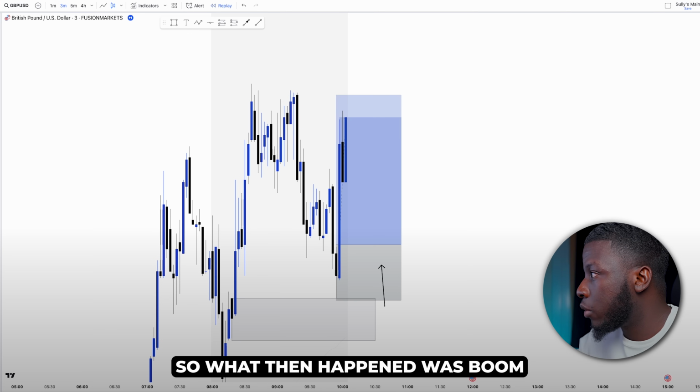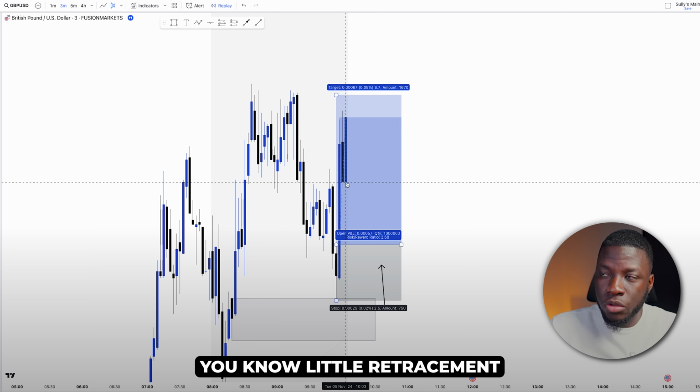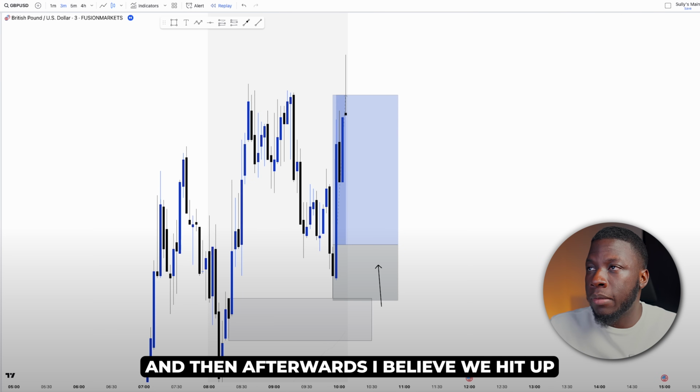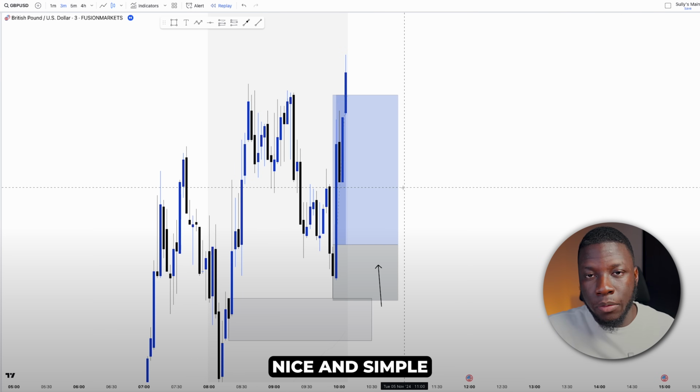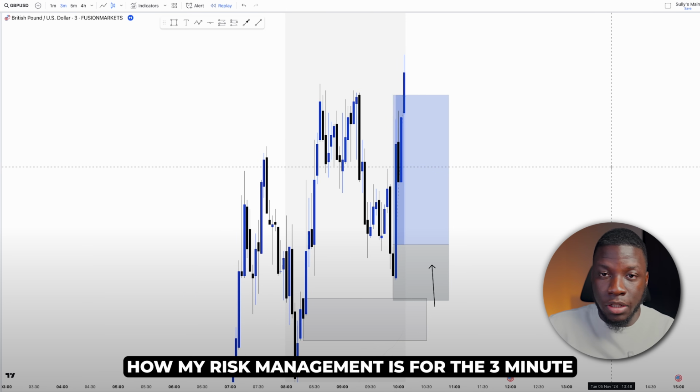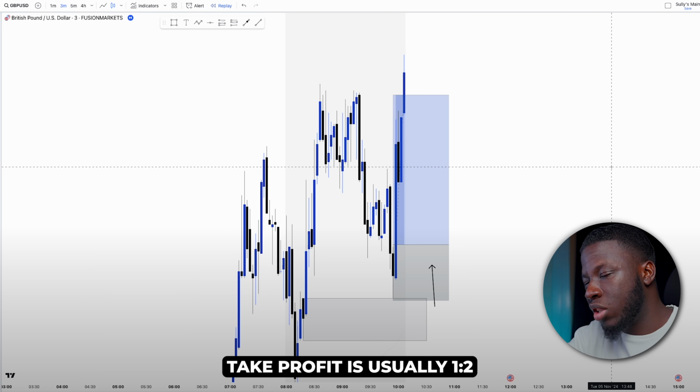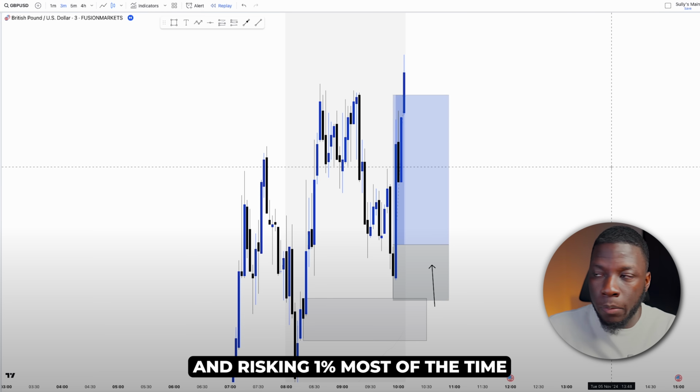So what then happened was, boom, we had this candle, little pause, you know, little retracement, and then afterwards, I believe we hit TP. Nice and simple. This is basically how my risk management is for the 3 minute. Take profit is usually 1 or 2Rs, and I'm risking 1% most of the time.